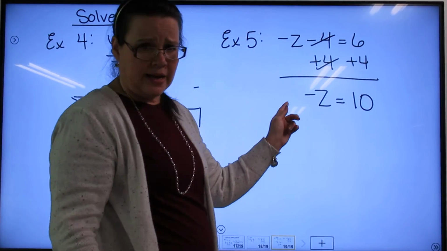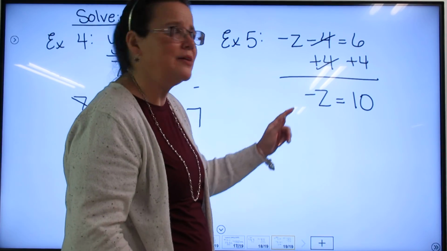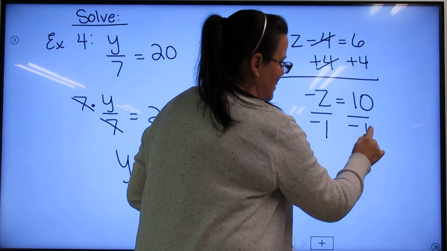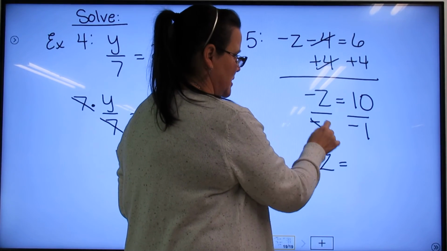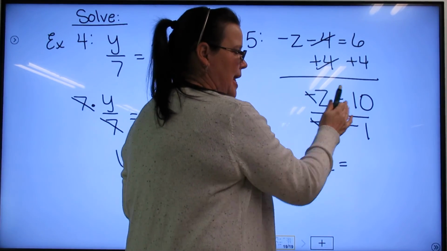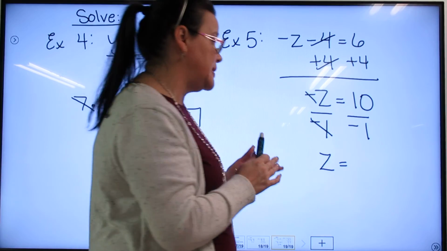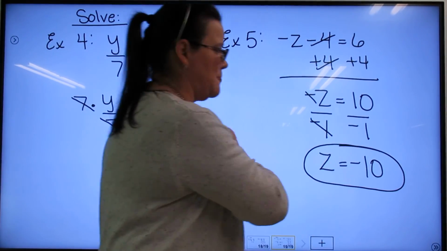Is that the right answer? Am I done? No. You're not done. Why? Because now you have to get rid of that negative. And you divide by -1 and divide by -1, and it's a positive z. Those negatives cross out. And 10 divided by -1: a positive divided by a negative is going to be a negative. And it would be -10. And that would be that answer.